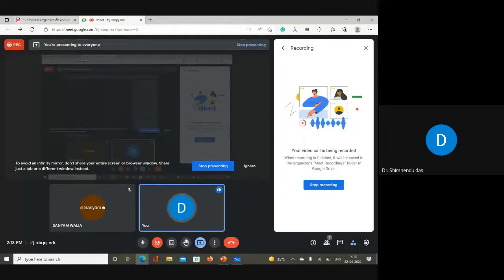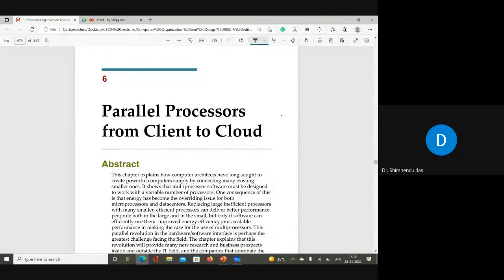Let me start from chapter 6. As I said, chapter 6 is parallel processors from client to cloud. Client, you can say this laptop I can consider as a client. Cloud I explained last time, like servers. So most of the time we say that if I am scanning some document and my app says it will be stored in a cloud, you have to understand it is being stored in a server designed with small computers.